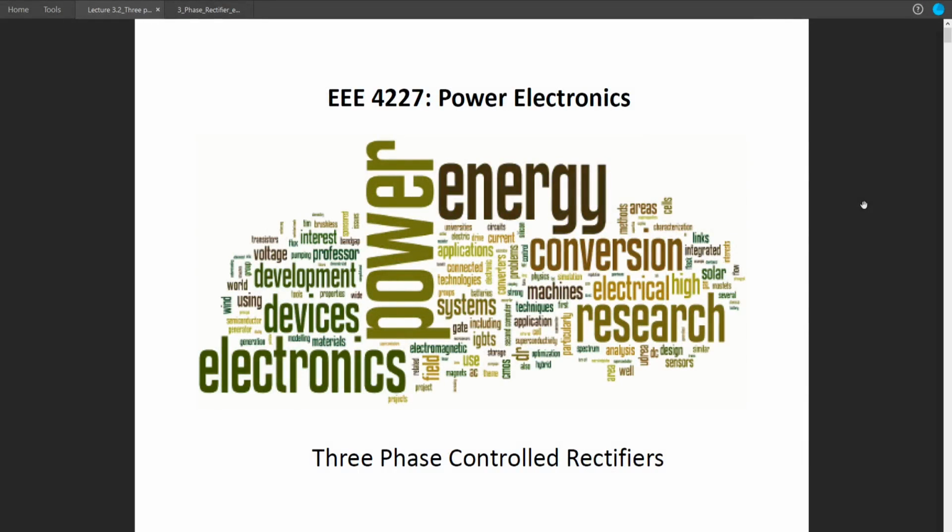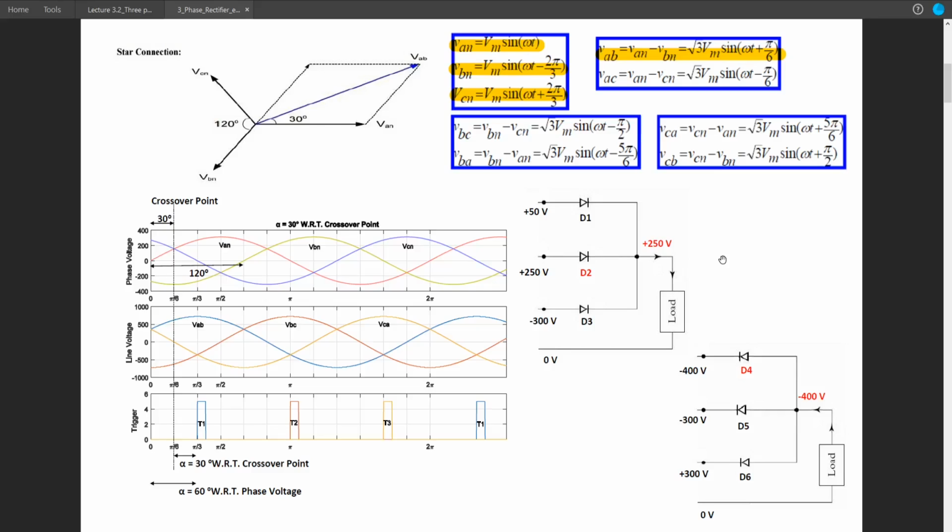Three-phase controlled rectifiers. These are some of the basics of three-phase system.